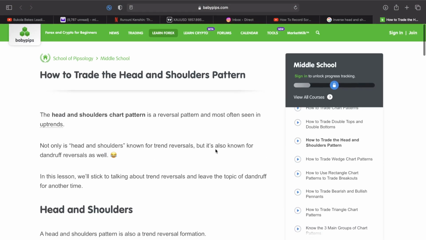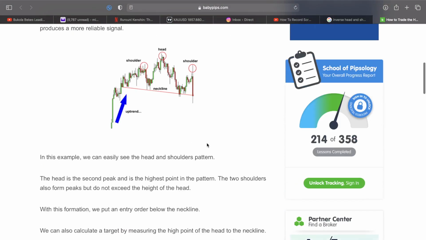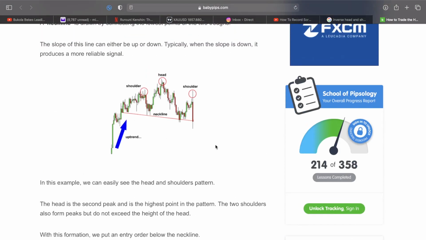speak proper English. Anyways, we're talking about another forex pattern. We call it the head and shoulders pattern, which is another form of a reversal pattern, and that pattern should help us to understand a reversal of a market.